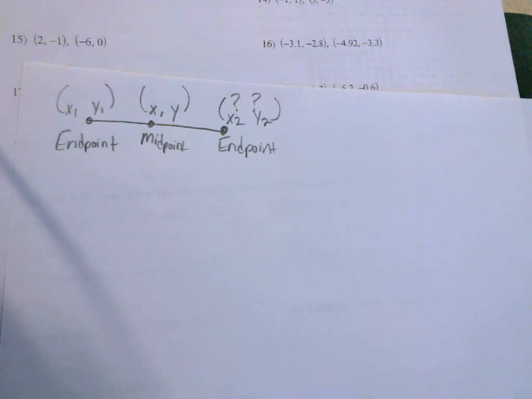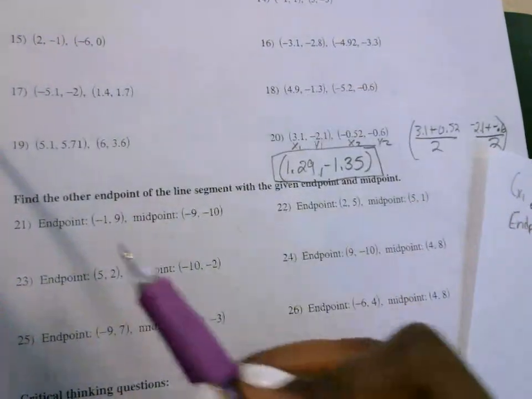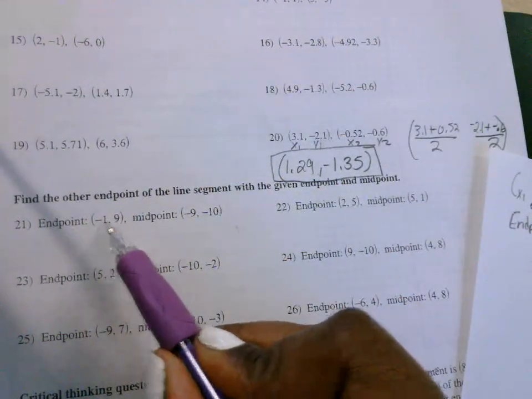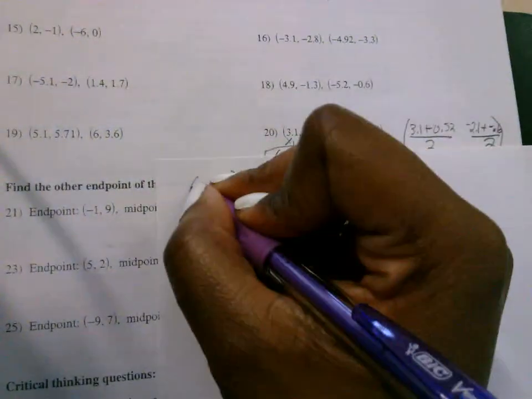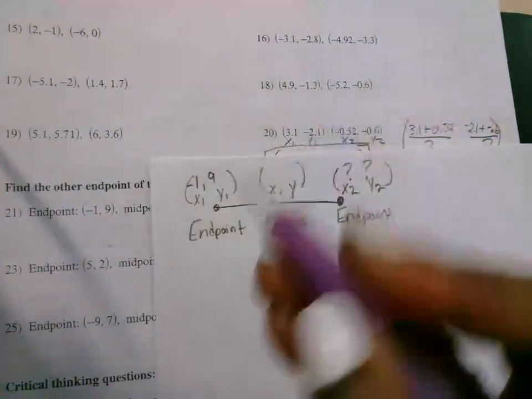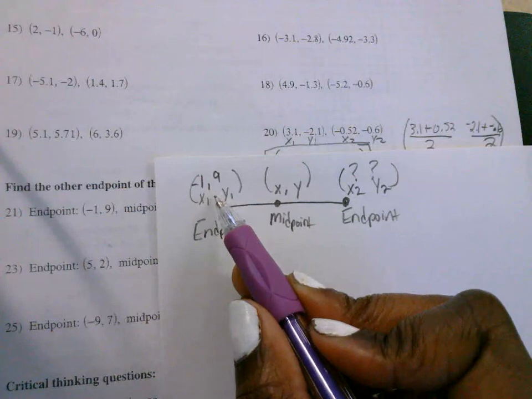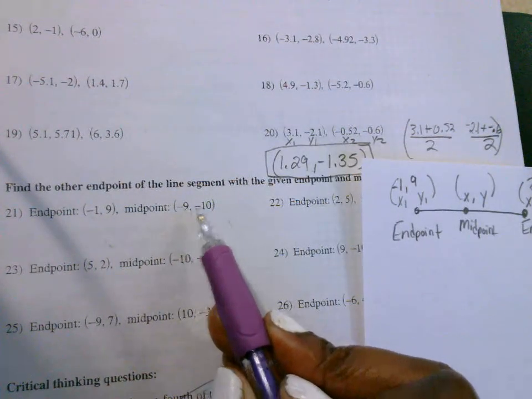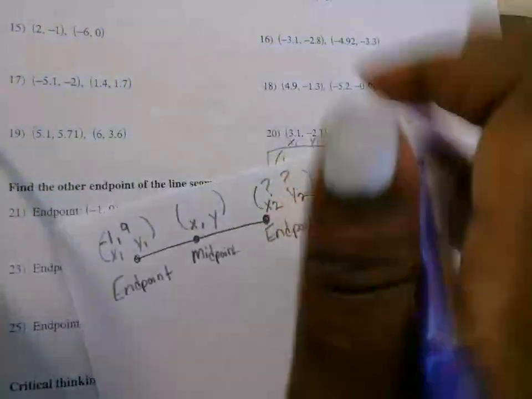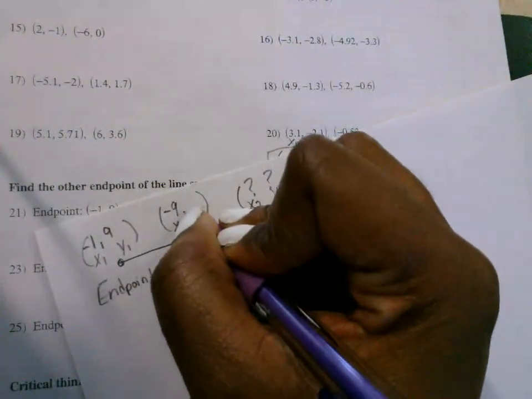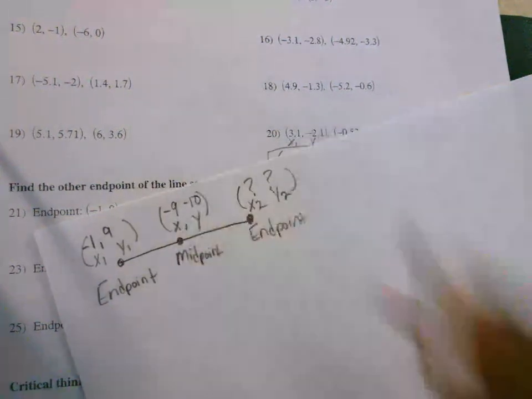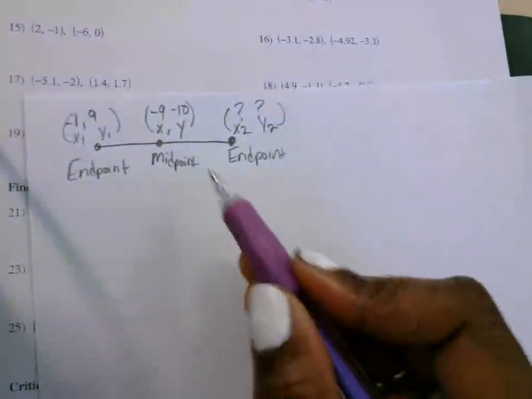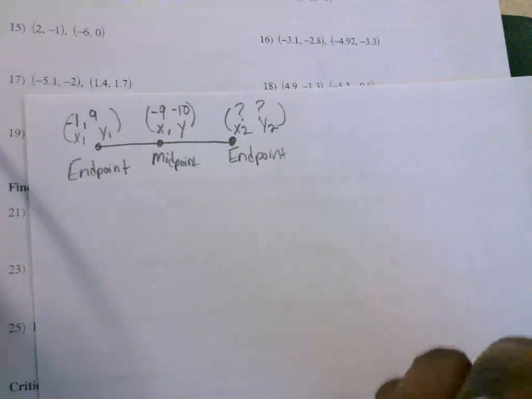All right. So now I'm going to explain how to find that other endpoint. Okay. So this is what's given. The endpoint is -1 and 9. So we have (-1, 9). That is given. The midpoint is given: -9 and -10. So we have (-9, -10). This is the information that's given. This is what you have to find.